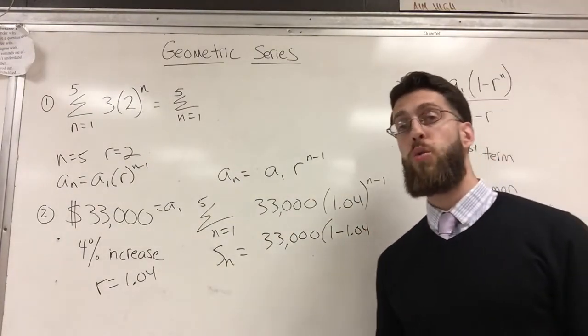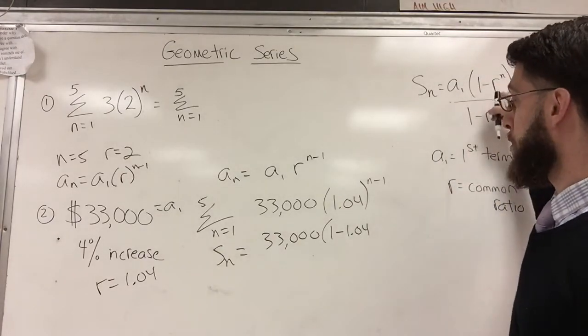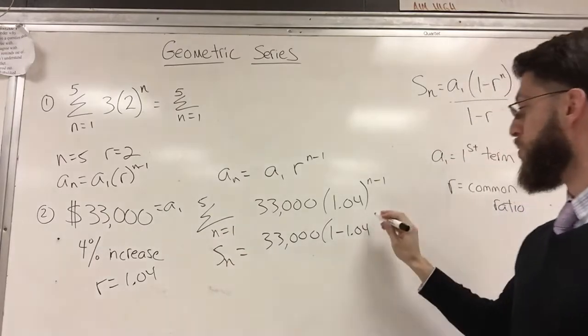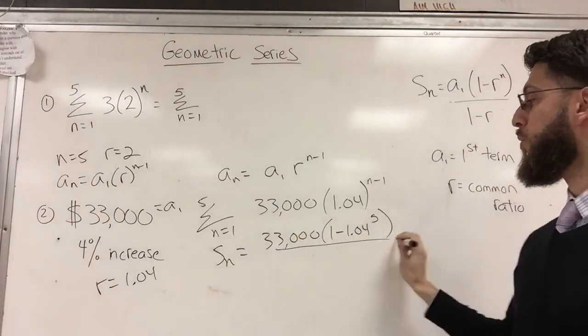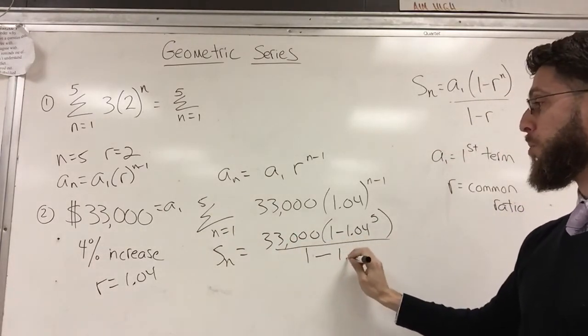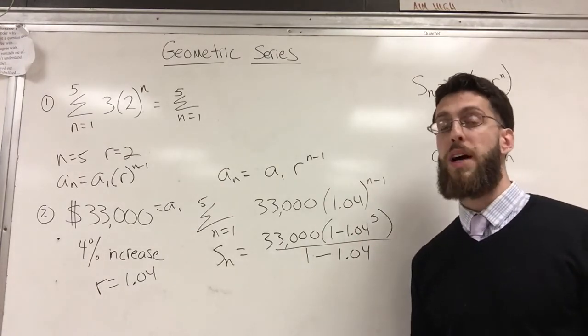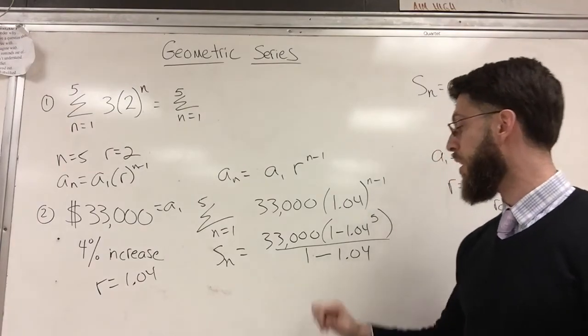1.04 to the, what's n? 5 years, right? I want to know from 1 to 5 years. So to the 5th power over 1 minus 1.04. So I'm going to get a negative on top and the bottom, which will give me, of course, a positive answer. You're expecting a positive answer.